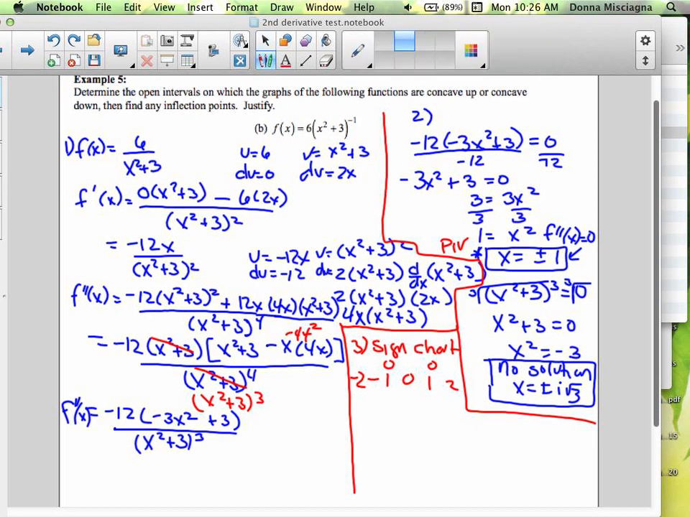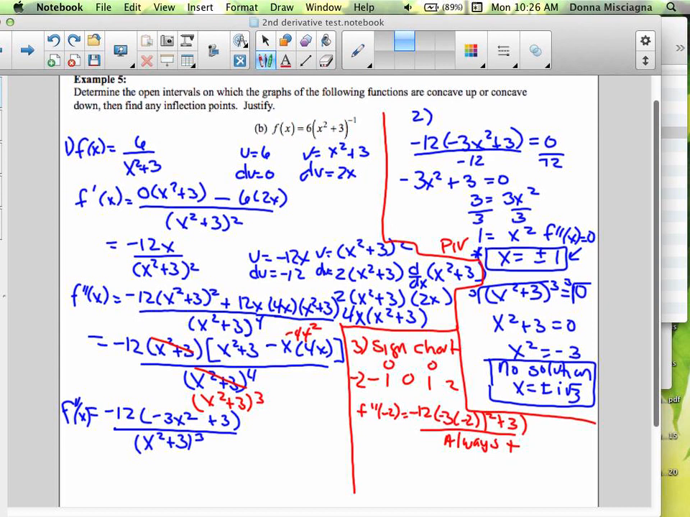If we plug in negative 2, that would be negative 12 times negative 3 times the quantity negative 2 squared plus 3, divided by the denominator. Now, if you notice, the denominator is always going to be a positive number, because no matter what I square, it's positive. Squaring makes things positive, then we add 3 and cube it. So it's always positive, and we just have to care about whether the numerator is positive or negative.